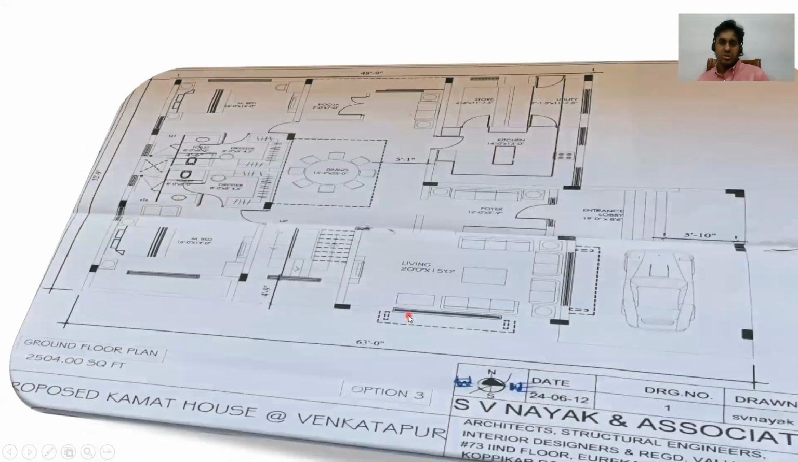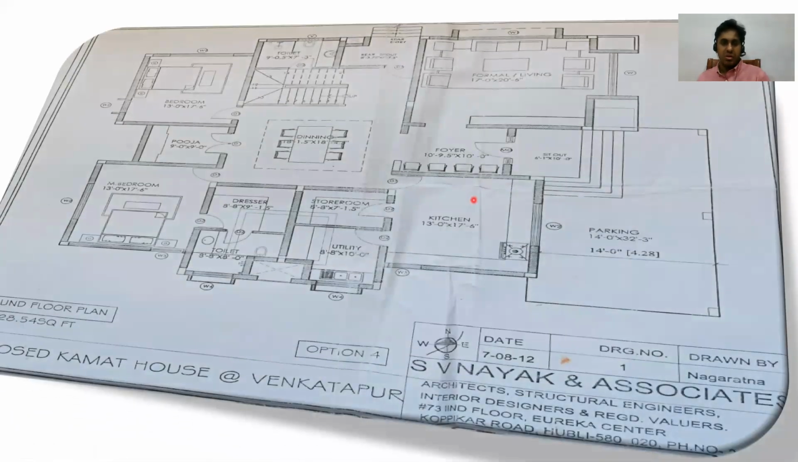Now coming to the last option, let us say option 3. In this you make an entry from here. You have a foyer here, and from here this is the living room. Then you have a staircase here. You have a master bedroom here, puja room here, and so on. So in this way I'm going to give you different plans, so that at least one you're going to like. This is option 4, which we already saw.